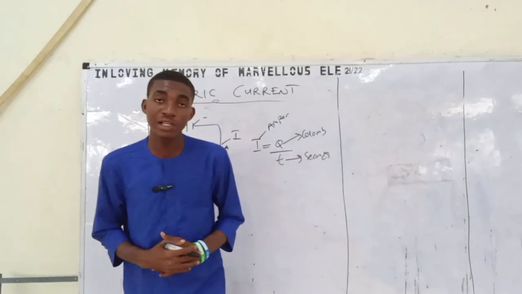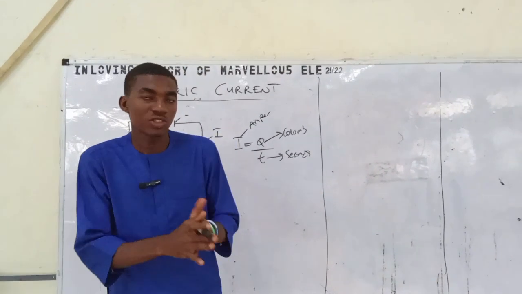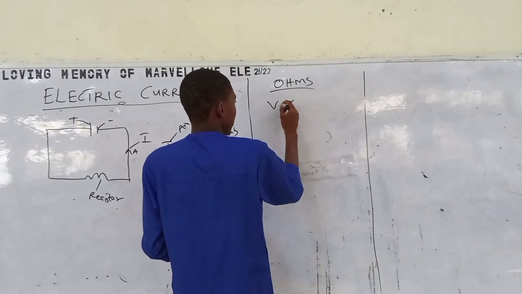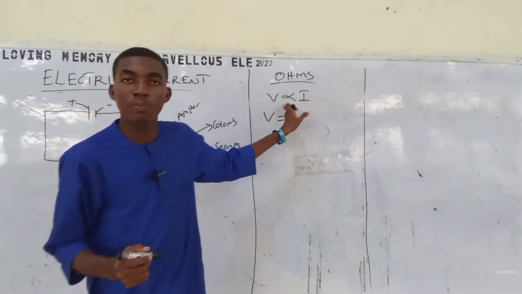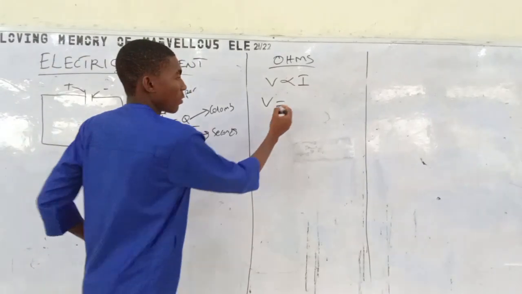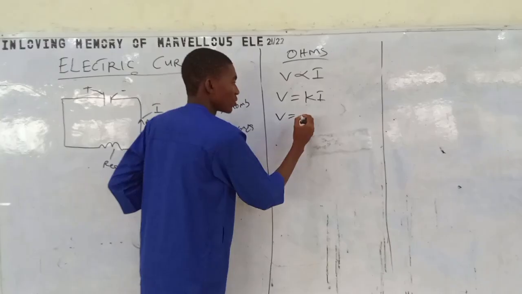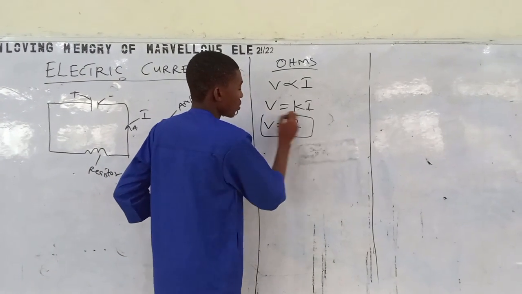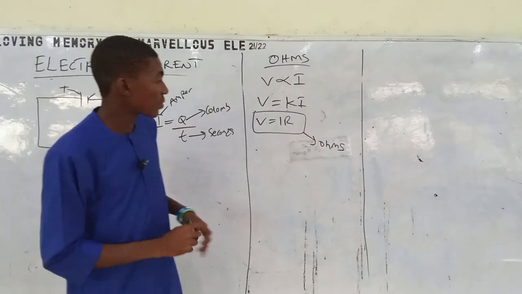Now let me show you the principle behind Ohm's law. Ohm's law states that the voltage is directly proportional to its current. Meaning, this is our Ohm's law. The voltage is directly proportional to its current. Meaning our V equals, because when removing the proportionality sign, you add a constant K. So our V equals KI. So therefore our V equals K, where K is our resistance R. So our V equals IR. This is your Ohm's law.